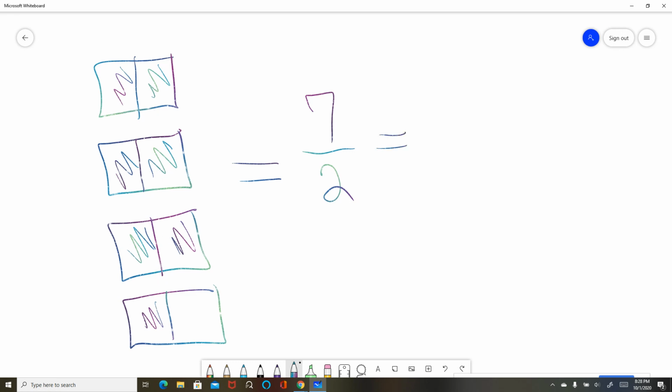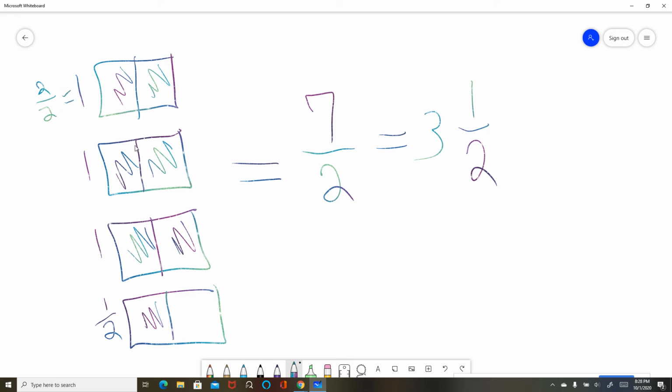Now let's write that as a mixed number, which has wholes and a fraction. So let's see, we have 2 out of 2 equals 1 whole. This is another whole. This is another whole. And this one is 1 half, 1 out of 2 parts. So we have 3 wholes and then 1 half. So 7 halves is the same thing as 3 and 1 half.